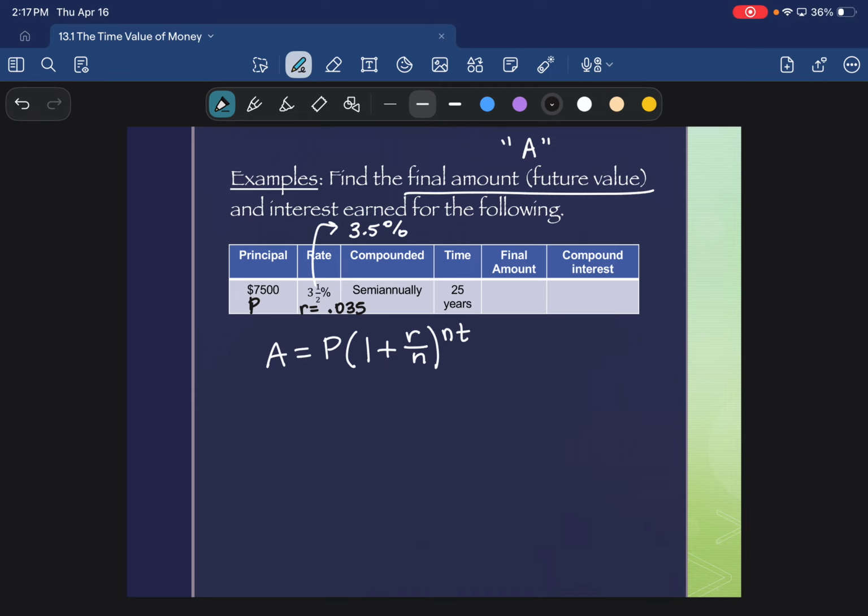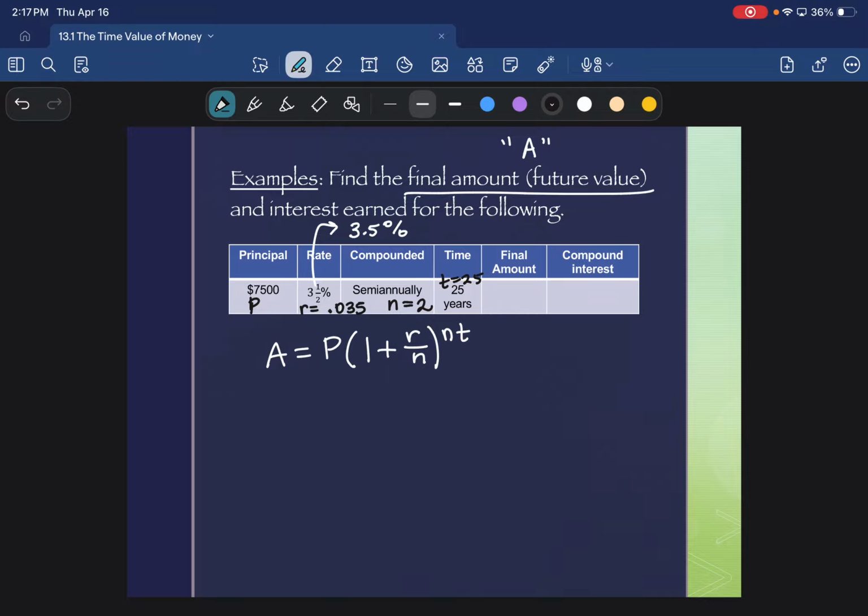Okay, is that okay for everyone? Again, that's one of our places that people tend to make mistakes, if mistakes are made, is with the percentage changing to a decimal. What is semi-annually telling us? Twice a year. Yeah, it's telling us twice a year, so the N is 2. And then the time being 25 years tells us that T is 25, right?